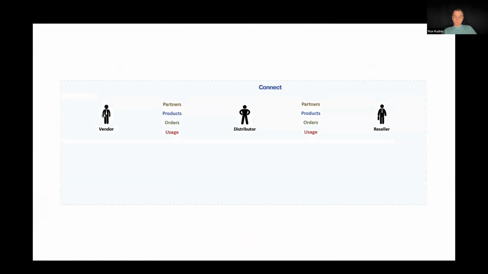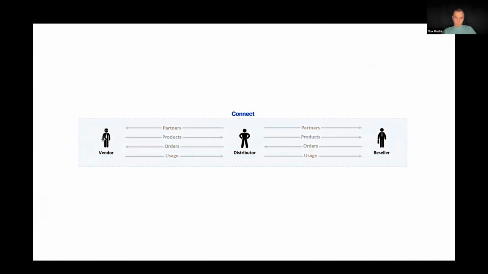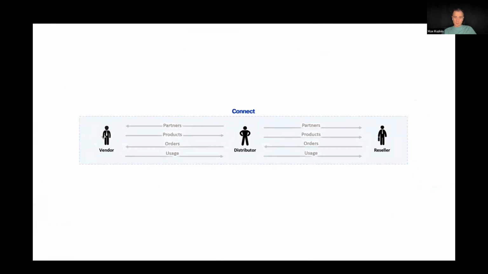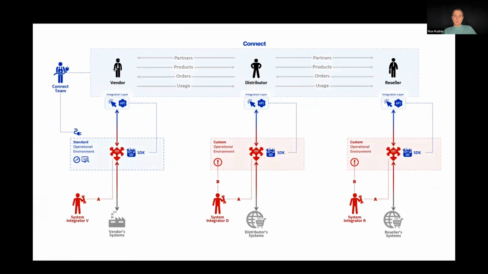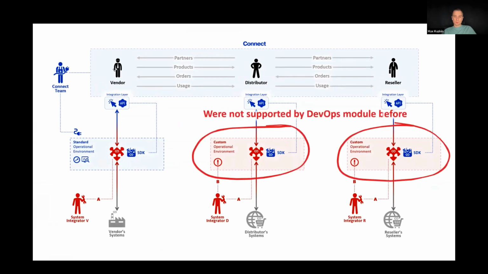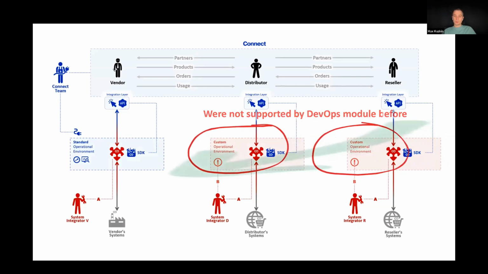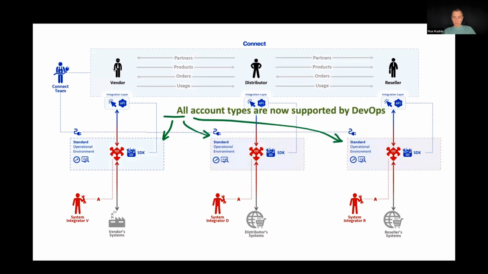Now, what we mean by that is, when we look at our typical landscape of systems in the ecosystem, prior to this release, for those of you who are using our DevOps module, it was not possible to create extensions in the scope of distributor and reseller. Only vendor scope was supported, right? So distributors and resellers were not even able to see the DevOps module. And this is exactly what we solved with this release. So now our DevOps module actually supports all account types.